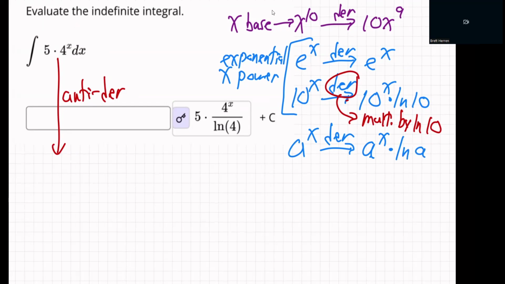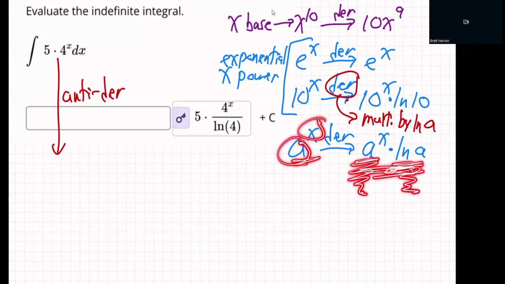We multiply by the ln of a, because e is the perfect number. If you have any other number besides the perfect number, you've got to have that adjustment. That's not chain rule. That's just how you do the derivative when you have something other than e in the base and x in the power. You just do nothing like e to the x, but then you have this little adjustment, ln a. Okay, well, we're trying to do the antiderivative.